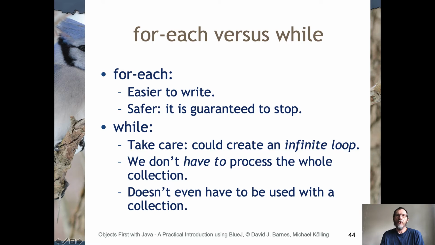So if we're to summarize for each versus while, then we can probably recognize that the for each loop is much easier to write. There are fewer things to think about and potentially get wrong. The for each loop is also safer in the sense that it's guaranteed to stop. It manages the sequential processing of the items in the collection for us. We don't have to worry about incrementing indices. We don't have to worry about checking the right condition in the Boolean expression in the loop. So it's much easier to write.